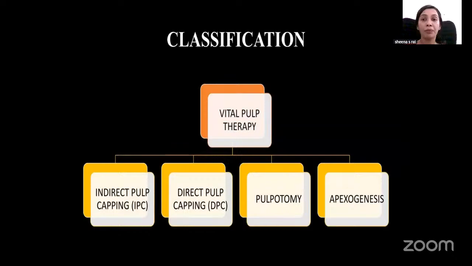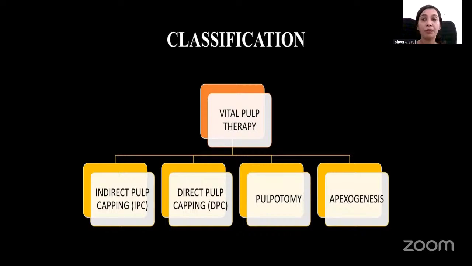So how is vital pulp therapy classified? Pulp capping is of two types, indirect and direct. As the name suggests, indirect pulp capping means the pulp is not exposed. Think that this is the pulp and we will be placing material near to the pulp. There will be a small amount of dentine present on the surface of the pulp that prevents the exposure of the pulp.